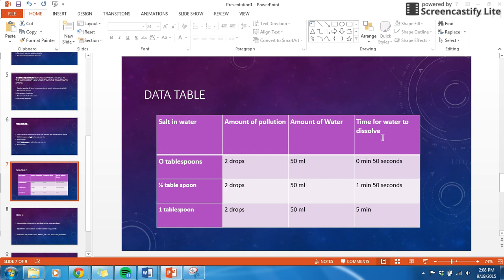And our time for our water to dissolve. I know that with 0 tablespoons of salt in our fresh water, it was only 50 seconds. With 1/4 tablespoon, it was 1 minute and 50 seconds. And with 1 tablespoon, it took 5 minutes.